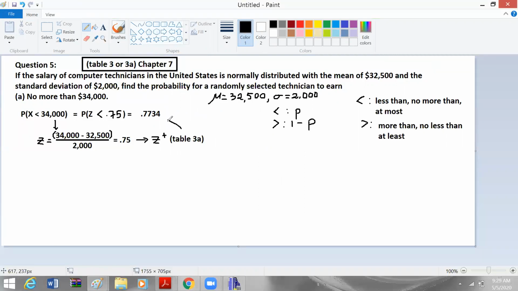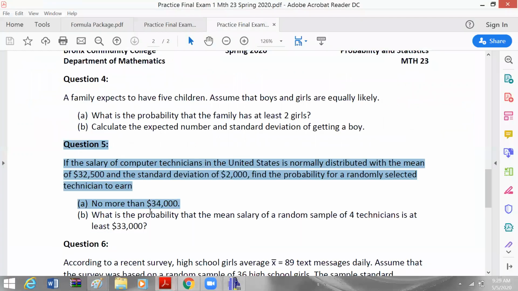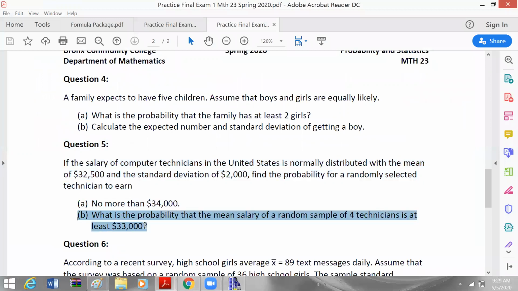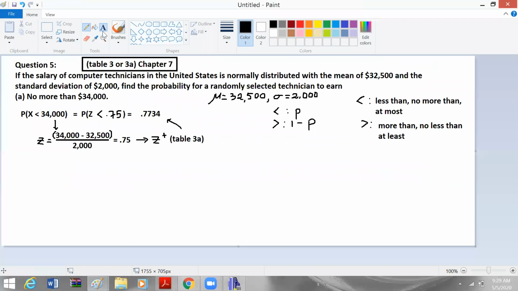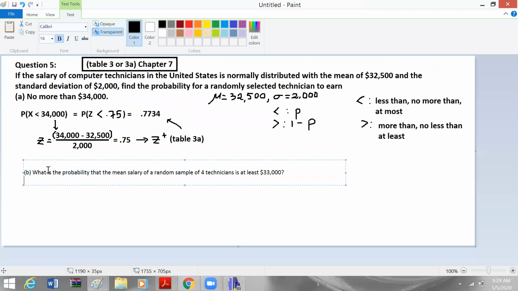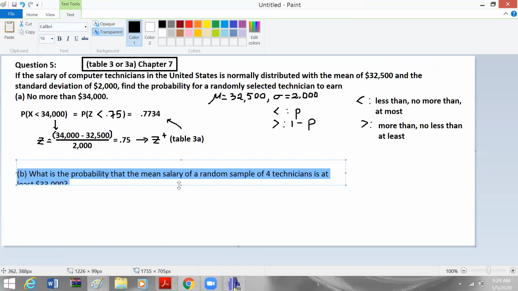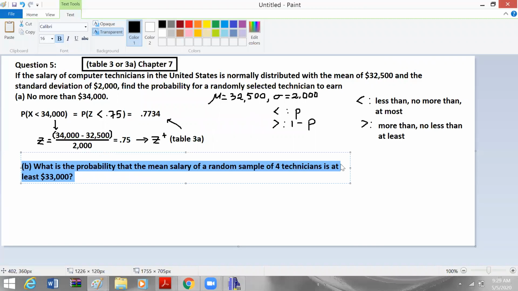So we're going to look at a z-score. For part B of the question, remember, part A is without the N. There's no N for part A. We only have the N for part B. So remember that we only have the N for part B. There's no N for part A. So let me just make it a little bigger.